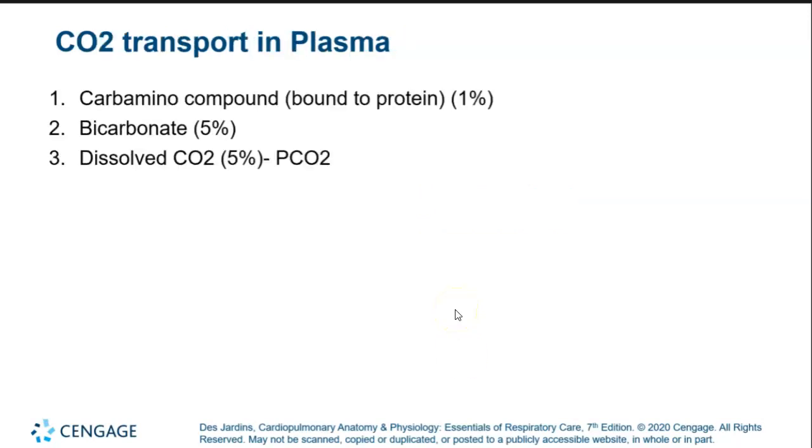So the 3 ways we transport CO2 in the plasma are: the carbamino compound, so this is carbon dioxide bound to protein, that's about 1%; 5% of it is bound to bicarbonate; and then another 5% is just dissolved as CO2 in the plasma.